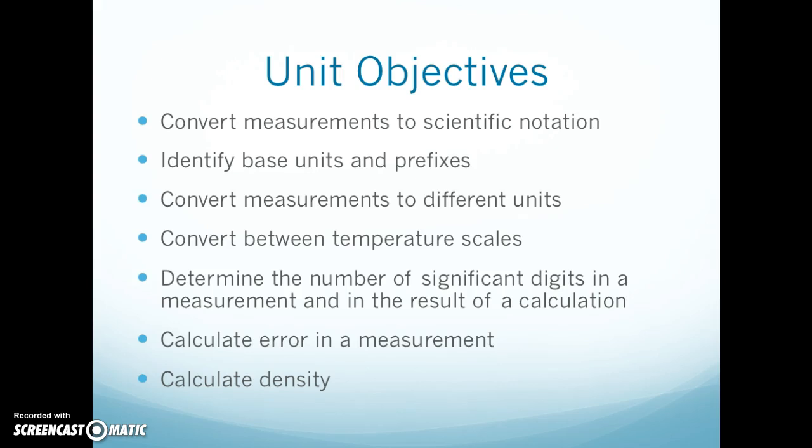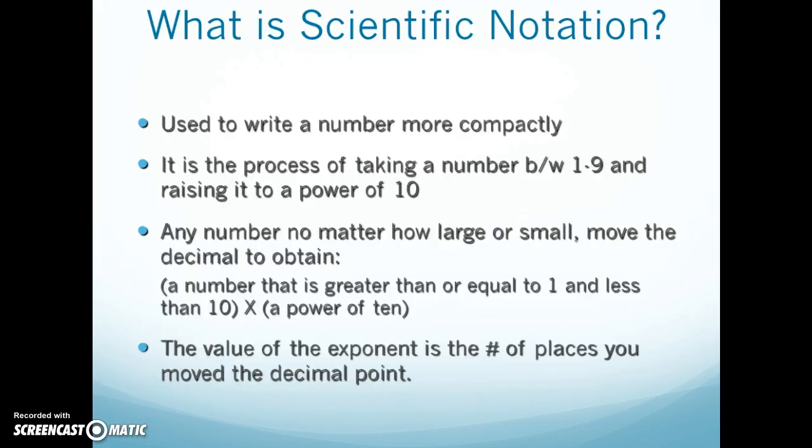In this video, we're going to start to look at our first unit objective, which is how to convert measurements to scientific notation. So to start with, what is scientific notation? It's basically a method that we use to write numbers that are really, really big or really, really small. So we could use it to write a number more compactly.